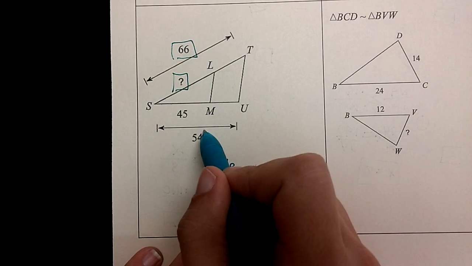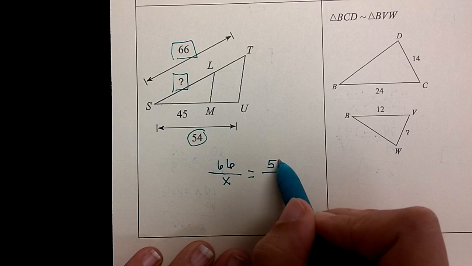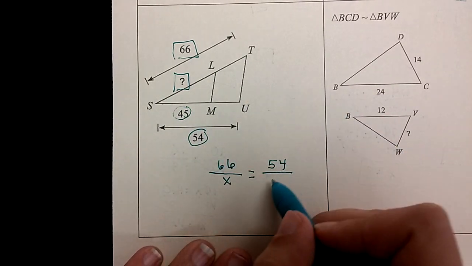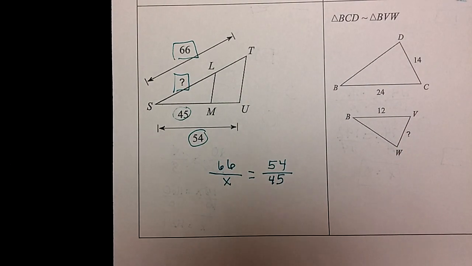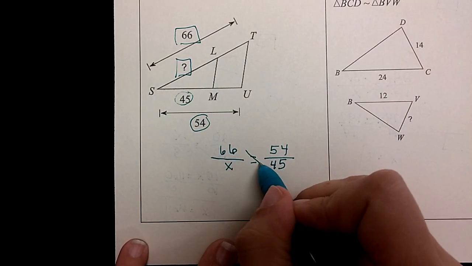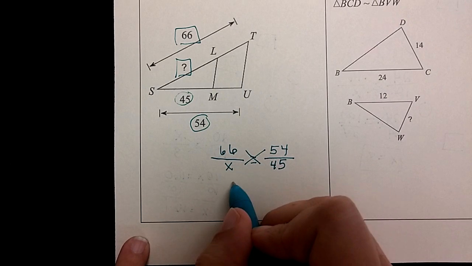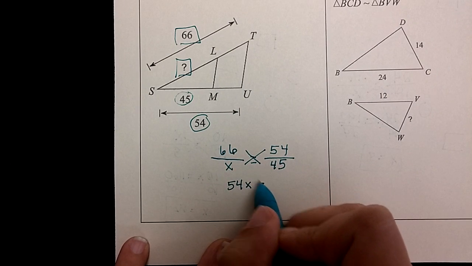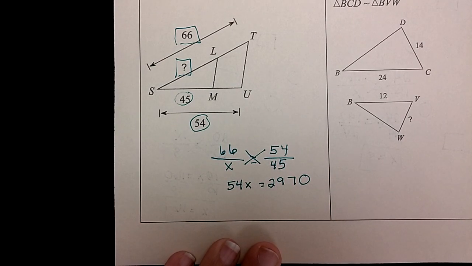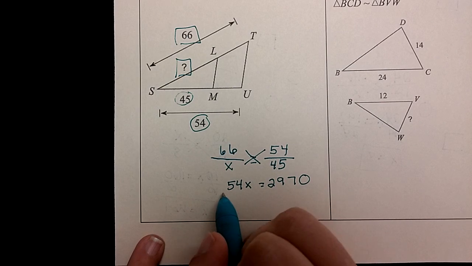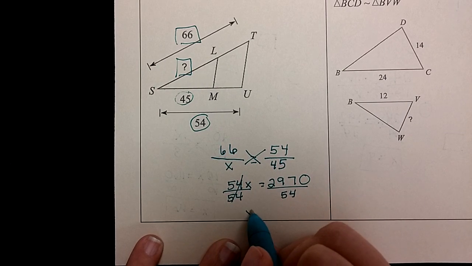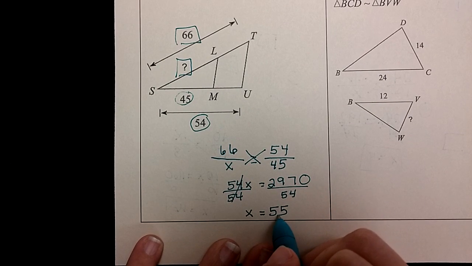Big triangle on top. So the bigger triangle is 54. It's on the bottom of the big triangle. So the number on the bottom of the small triangle is 45. So that's the corresponding side. So once that's set up, we can cross multiply. So I'd get 54x, and then 66 times 45 is 2,970. And then if you divide both sides by 54, you end up with x is equal to 55.